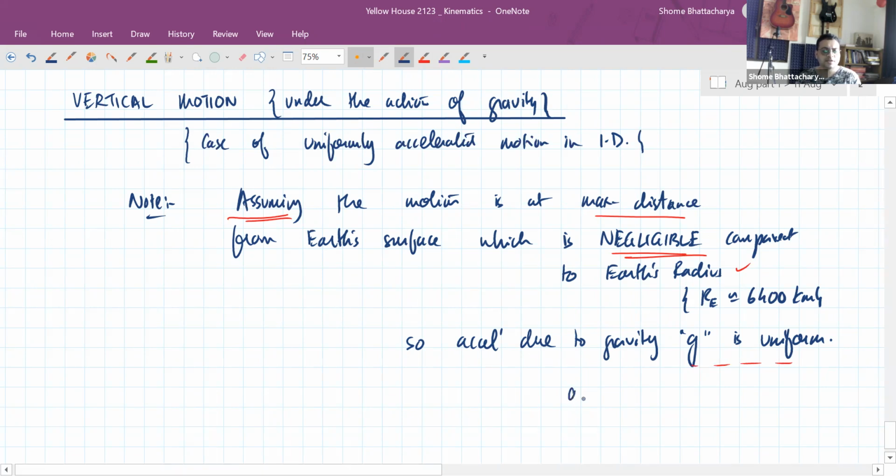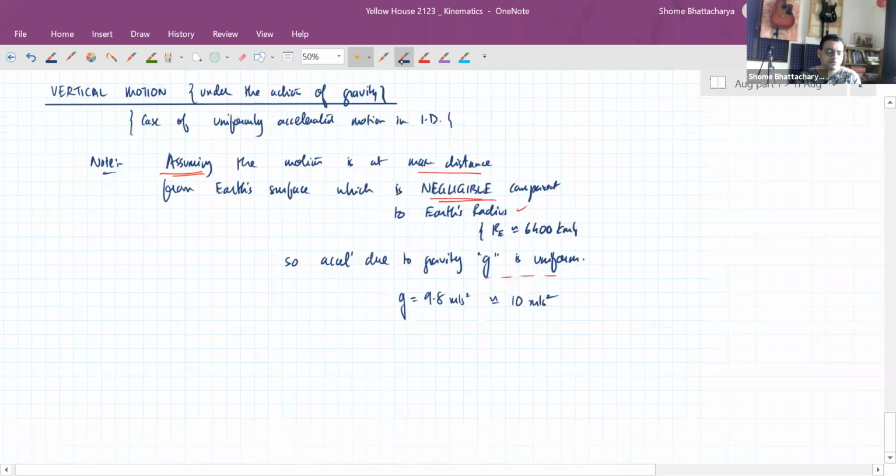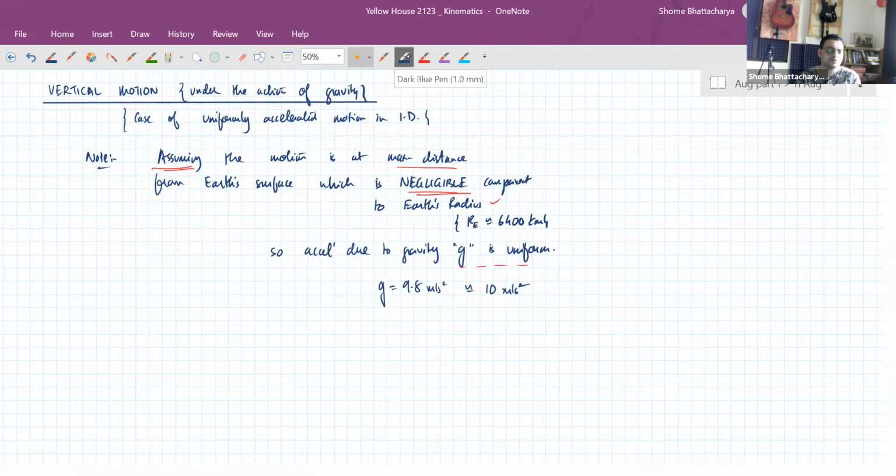And small g's value exactly is 9.8 meters per second square. Approximately, in most questions, you will take it as 10 meters per second square. In the exam, the question will always tell you the value of g you have to take. Or if the question doesn't, then in the question paper at the beginning there will be a table of constants. That will include the value of g you have to take for all the questions. So typically it is 10 meters per second square, but sometimes you need to take it as 9.8 also.